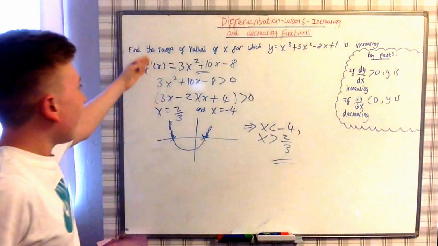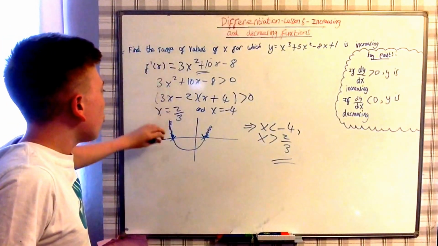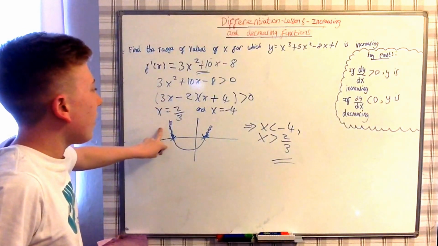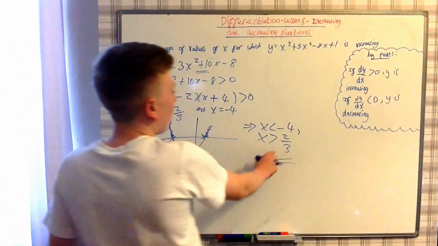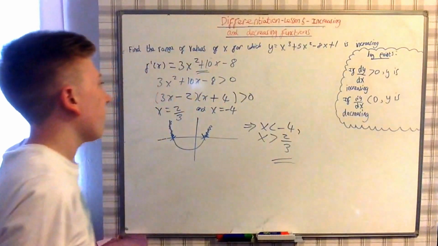Simply find the first derivative, find the values of x, draw out the graph and see when y is increasing, and they will be the two values of x for when this function here is increasing.